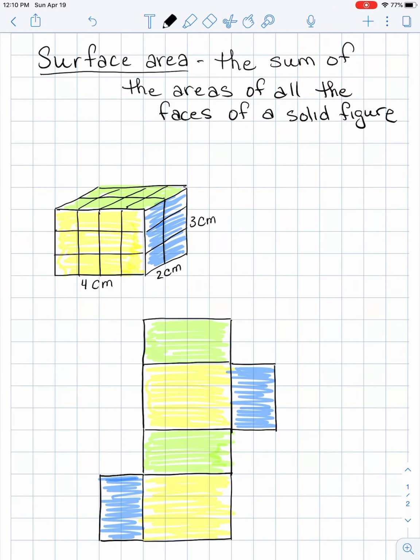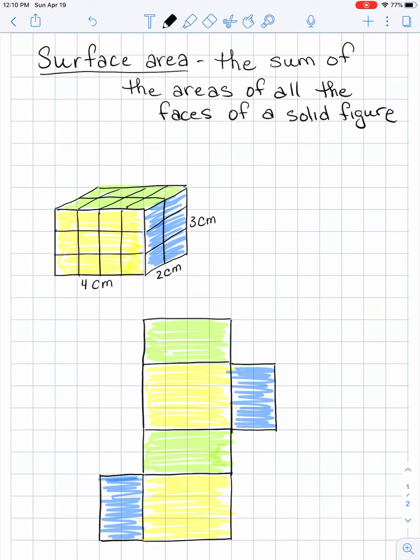Ladies and gentlemen, let's talk about surface area. The technical definition of surface area is the sum of the areas of all the faces of a solid figure. Well, that's a lot of words. So let's think about what it might mean in terms of real life.